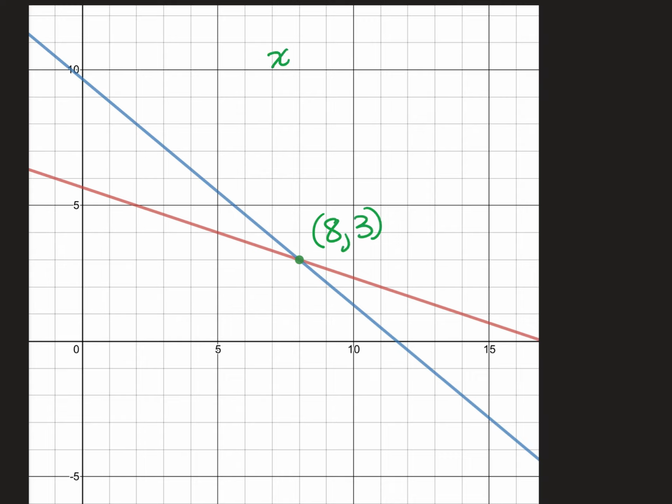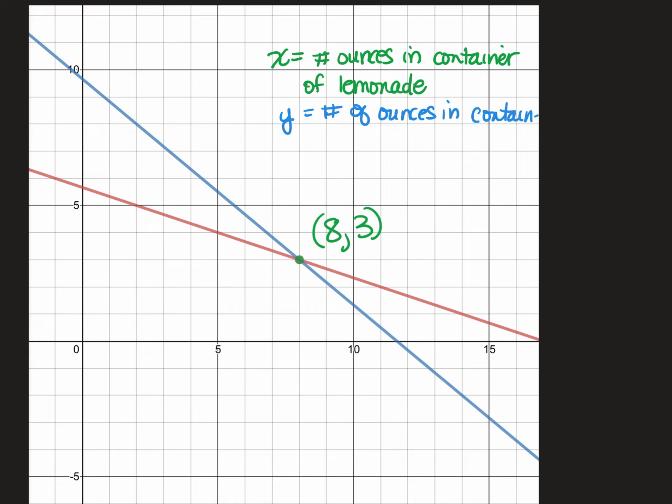Remember that X stood for the number of ounces in a container of lemonade, and Y stood for the number of ounces in a container of lime soda.